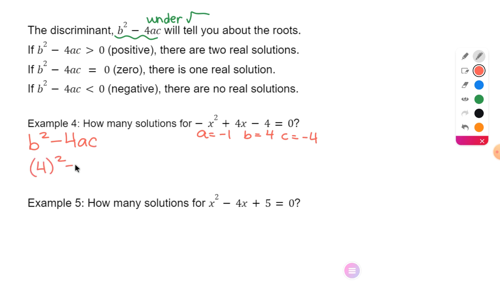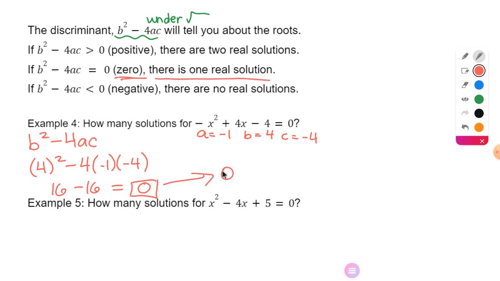So 4 squared minus 4 times -1 times -4. 16 minus 16 is 0. Okay, my discriminant is 0, which means there's one real solution. So if you were asked, how many solutions are there? You just look at the b squared minus 4ac part.